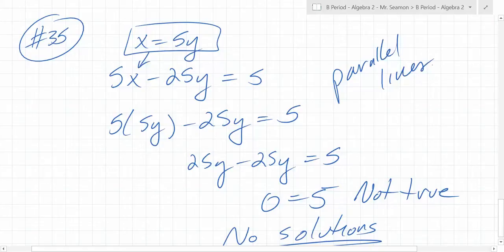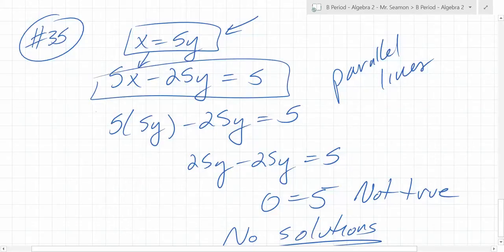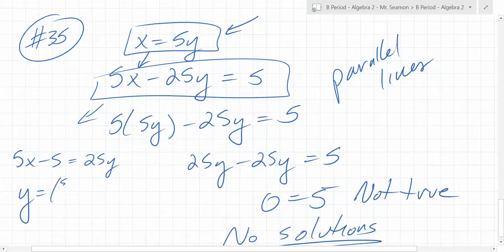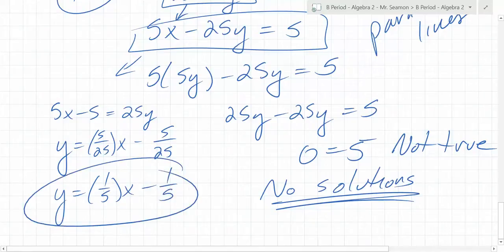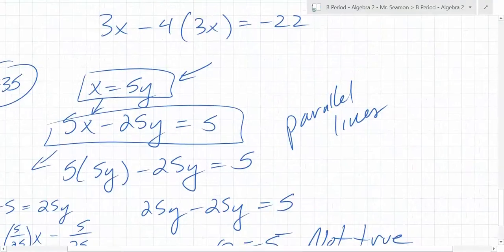What's the slope of the first one? What's the slope of this one? Nope. Close. 1 what? 1 over 5. If you were to put this in slope-intercept form, you'd end up with 5x minus 5 is equal to 25y. So y is equal to 5 over 25x minus 5 over 25. What's 5 over 25? 1/5 x minus 1/5. So these lines, they are parallel. The slope here is y is equal to slope 1/5 x. So do they intersect? No.